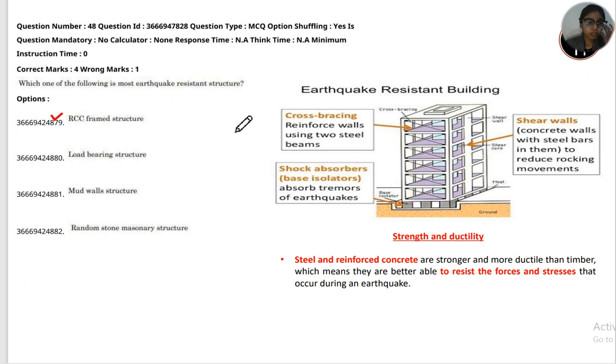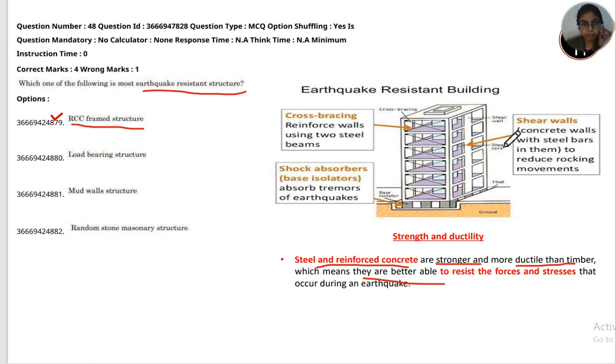Next, which one of the following is the most earthquake resistant structure? The structure which resists the earthquake is your RCC framed structure, reinforced cement concrete. Steel and reinforced concrete are stronger. When we talk about steel and concrete, they are stronger and more ductile than timber, which means they are better able to resist force. So they have a more ductile property when compared with timber, and due to this reason they can resist more force and stress during an earthquake.